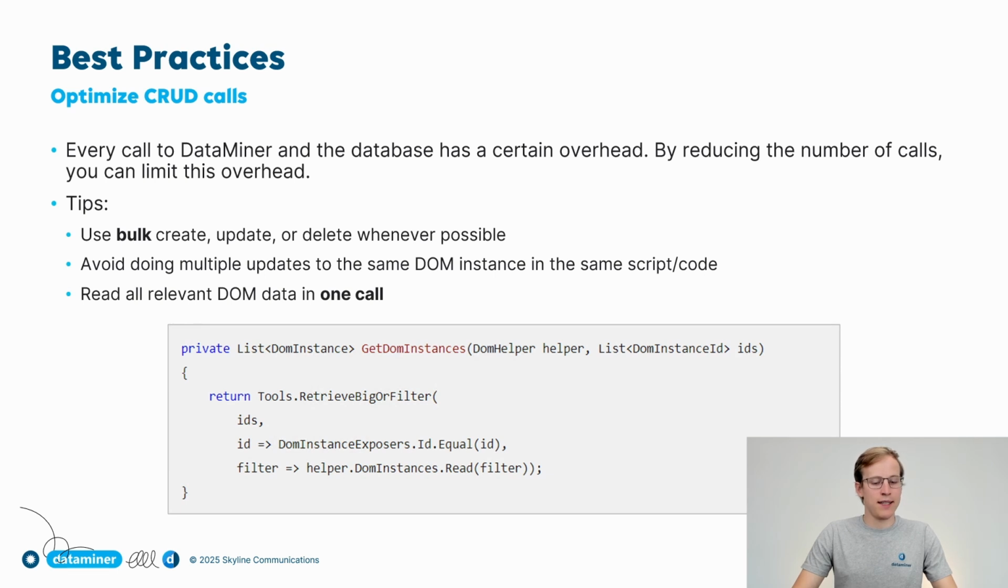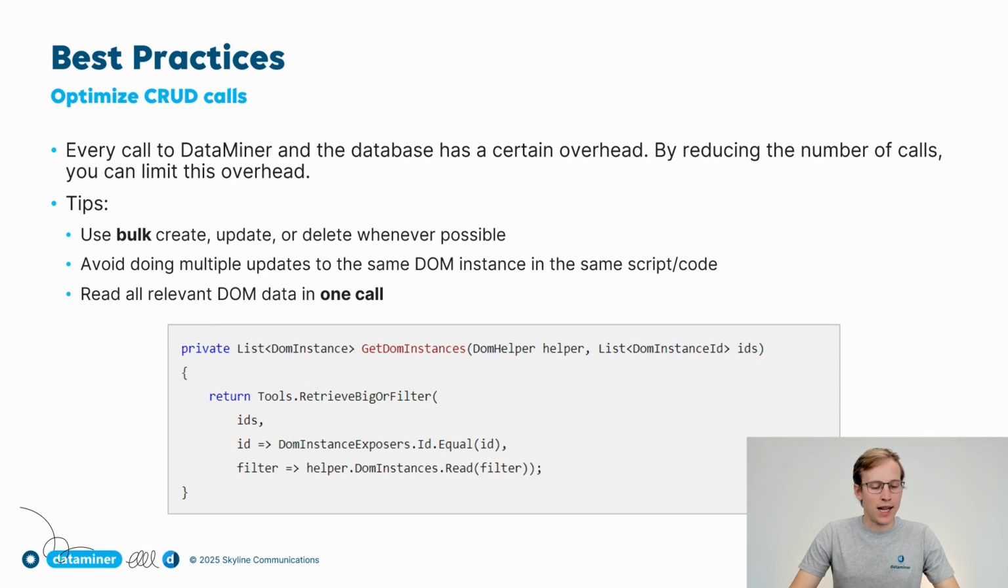And then the last one in this section is reading all relevant DOM data in one call. There may be situations where you will have lists of DOM instance IDs, so identifiers of DOM instances, and you want to retrieve those from the server. Instead of looping over that list and getting them one by one, it's recommended to create a full filter that will contain all the IDs of these instances and get all of them in one go.